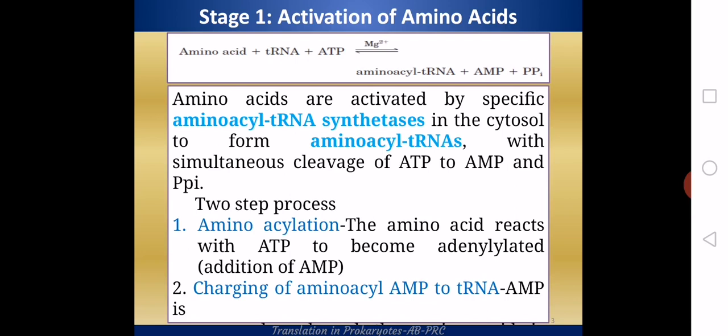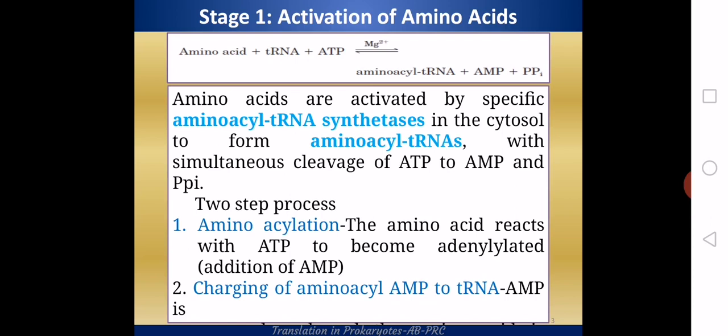The first stage is amino acylation. That means the amino acid will be charged with an ATP molecule, or charged with a high energy compound, right? So the amino acid becomes an aminoacylated amino acid. There is an AMP usually added onto an amino acid. The second stage is the charging of aminoacyl AMP to the tRNA.